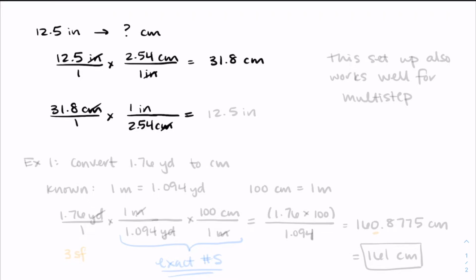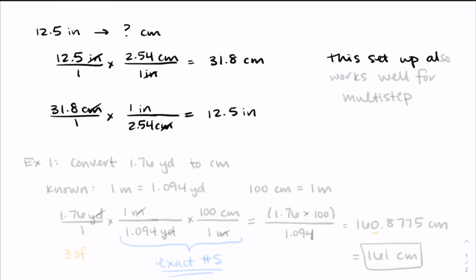This type of setup works really well for multi-step calculations, and I'll show you an example of that a little bit later. If you want to look at using the other version of the conversion factor, we could take 31.8 centimeters and convert it back to inches. Now I want to end up in inches, so that will be in the top of my fraction, and I want centimeters to cancel, so that will be in the bottom. So 31.8 divided by 2.54 is 12.5 inches, which is good because I needed to end up in the same place that I was before.